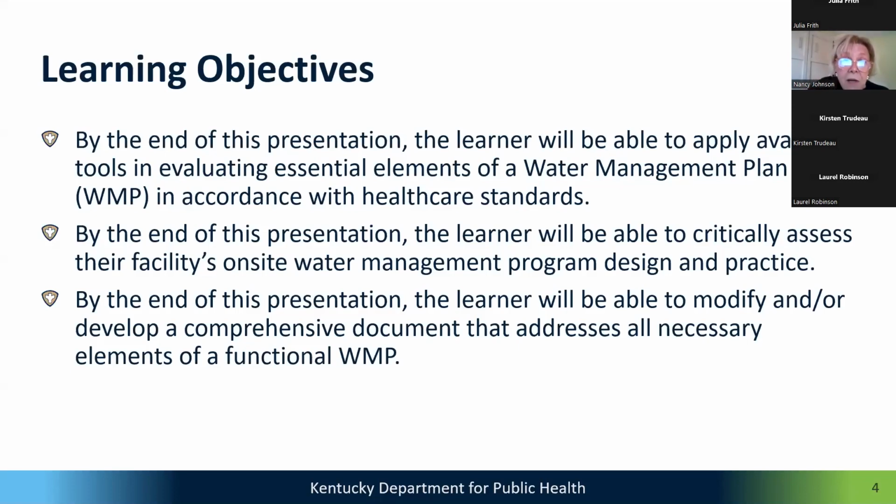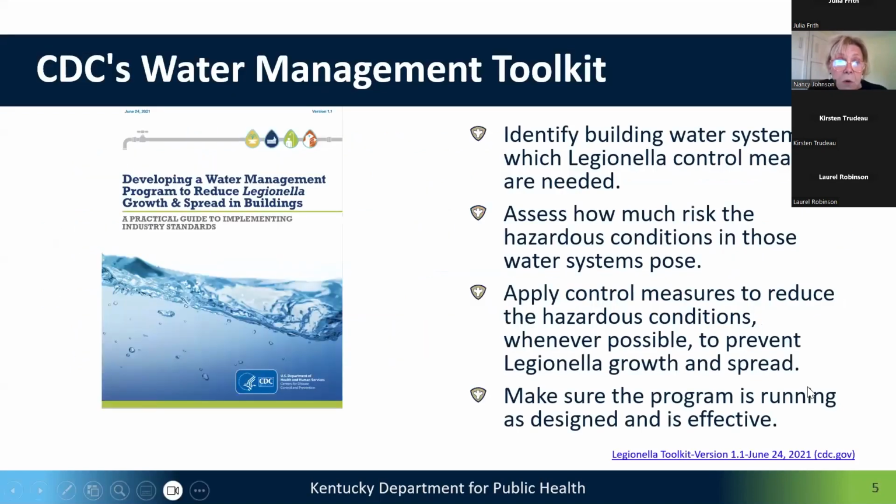There are links in there, and if you do go to pick up that water evaluation tool, you can see how it's scored. This is based on what CDC put together years ago, back in 2021. So this is how to develop a water management plan to reduce Legionella growth and spread in buildings. It tells you in this plan, and the link is there, how to find the building water systems that you need to do the measures for, how to assess the risk, how to apply control measures, and how to make sure it's effective and running.